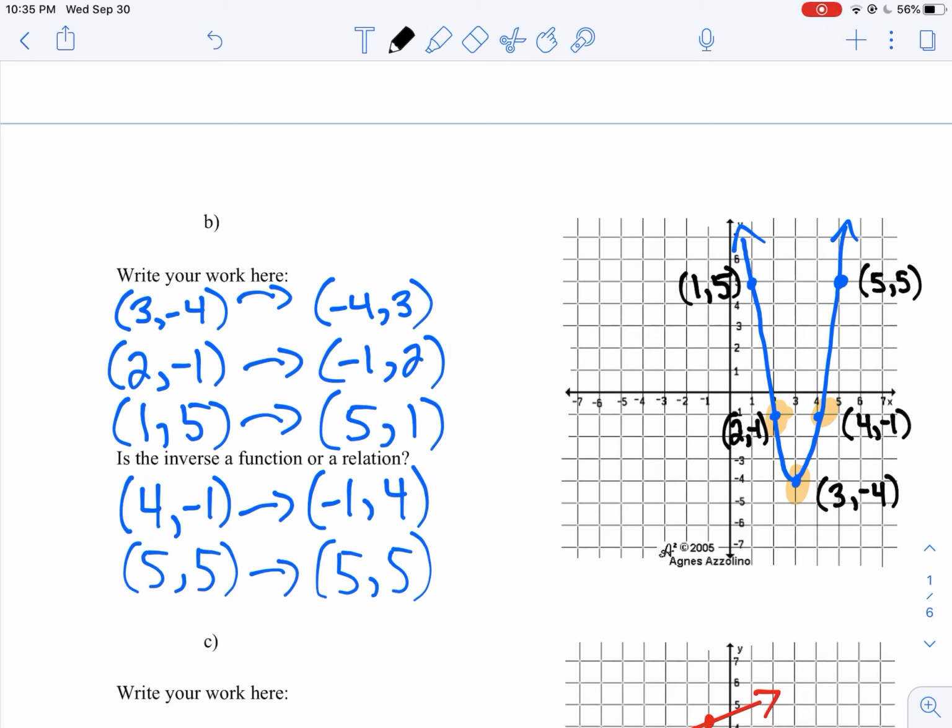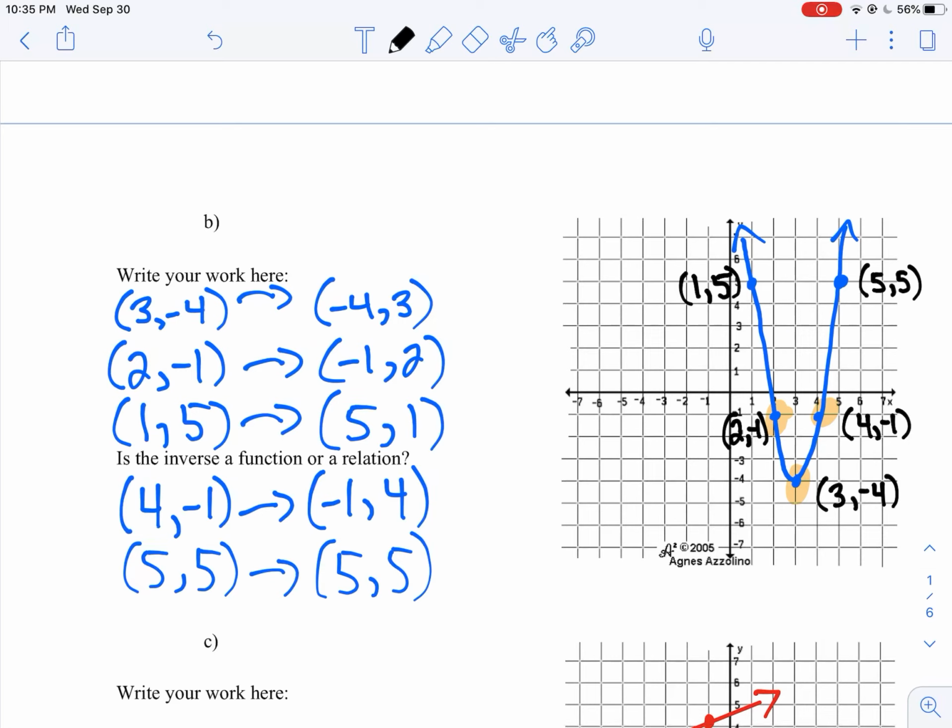Then I've got -1, 4, okay. Oh, that's where I went wrong. It's -1, +4, see? Always good to check yourself. I made a mistake there. Always good to do that. Because now this looks a lot better because now I got myself a parabola. And guess what? This new parabola that I graphed, it's a relation. It's not a function.